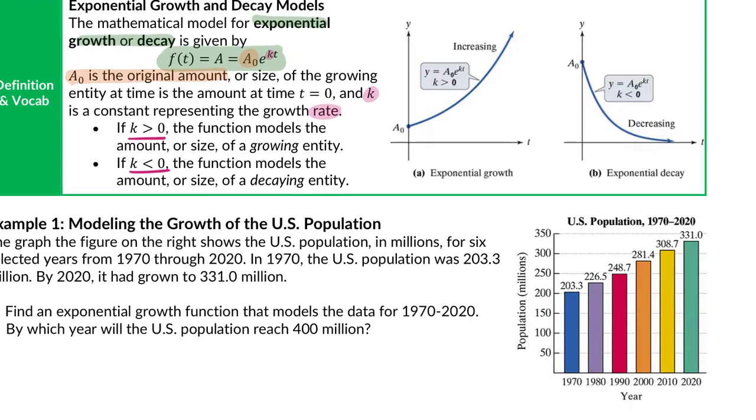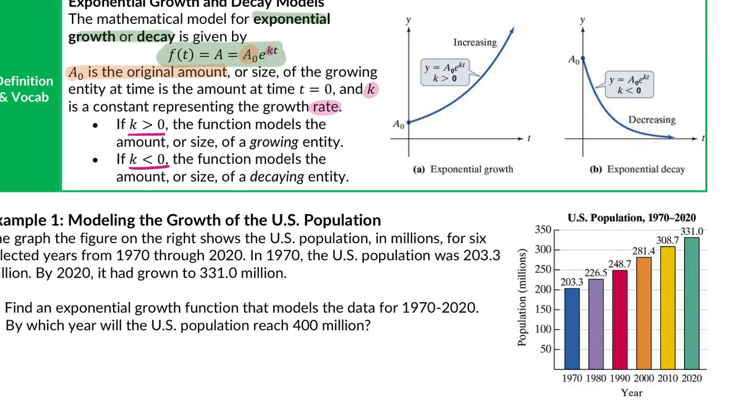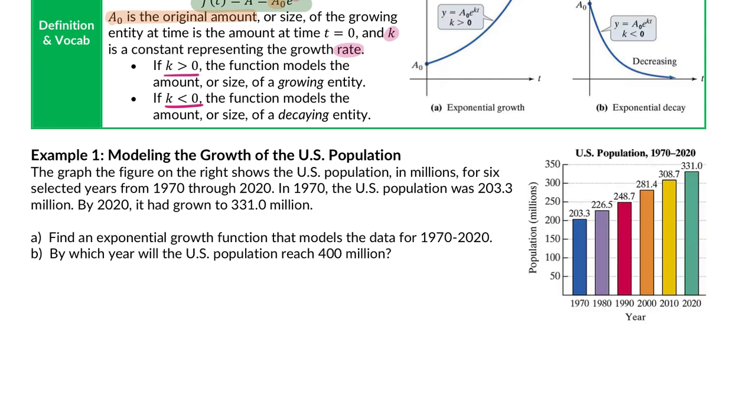Let's just hop right in and see when or how we would use this exponential growth or decay formula. In example 1, it says the graph in the figure on the right shows the U.S. population in millions for 6 selected years from 1970 to 2020. In 1970, the U.S. population was 203.3 million people. By 2020, it had grown to 331 million. Part A wants us to find an exponential growth function that models the data for 1970 through 2020, and then use that information to predict the year in which the U.S. population will reach 4 million.